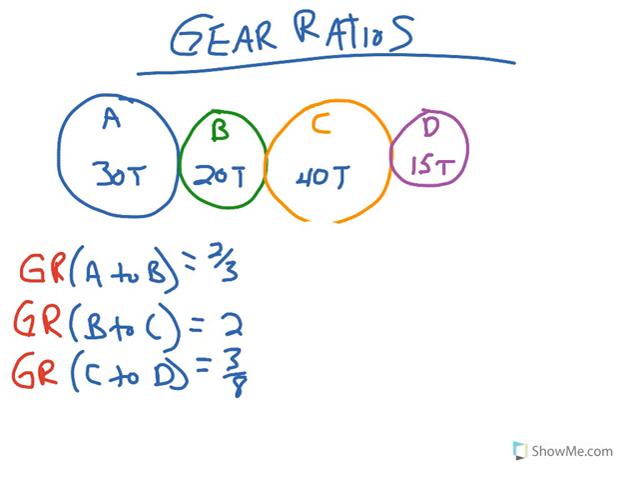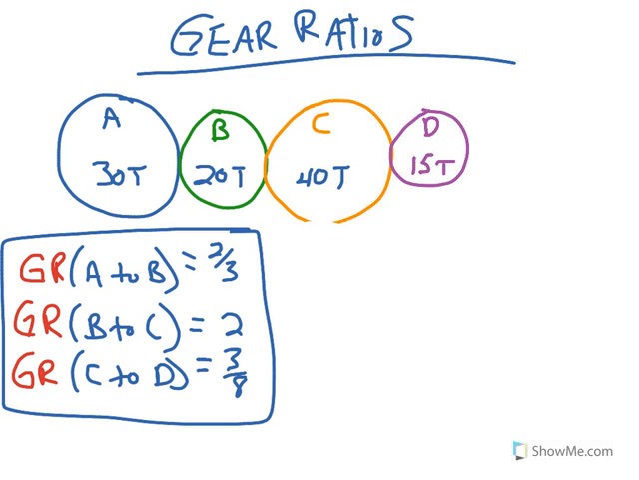So I just took away the work and wrote down the answers there. Gear ratio from A to B is 2/3, from B to C is 2, and from C to D is 3/8. So the next question is, what's the total gear ratio of this train? Well, this makes this a compound machine because there's more than one. It's not a compound gear, but we could say it's a compound machine in that there's more than 2 gears.